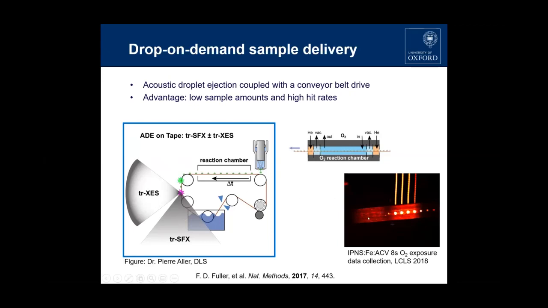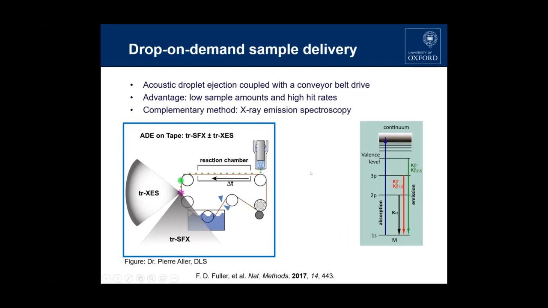And here is a photo showing nicely the IPNS crystals lined up from an LCLS beam time in 2018. And just to have an idea about which dimensions we are talking about, this diameter is just 2 millimeter. This kind of shows how small these droplets are. And as mentioned before, the complementary method, the simultaneous collection we are doing from each drop, is the X-ray emission spectroscopy.